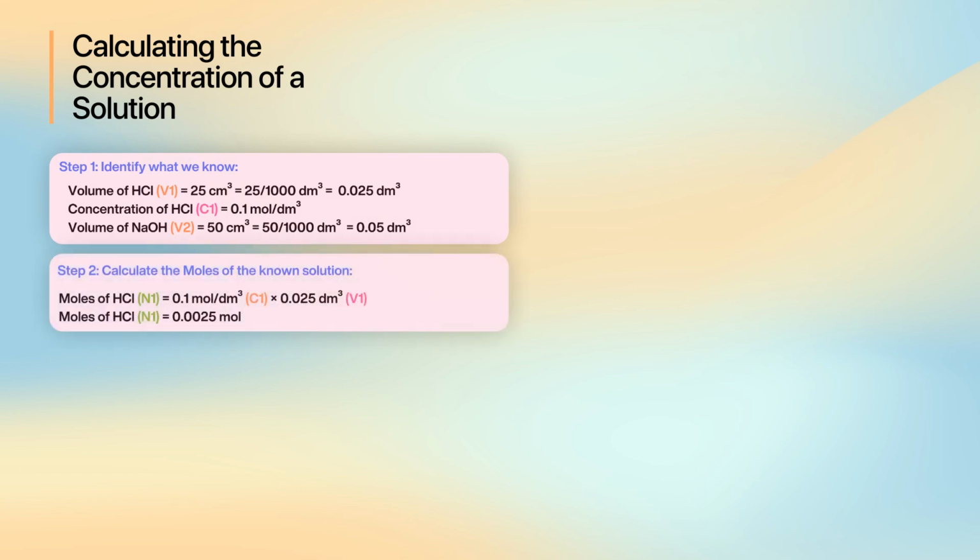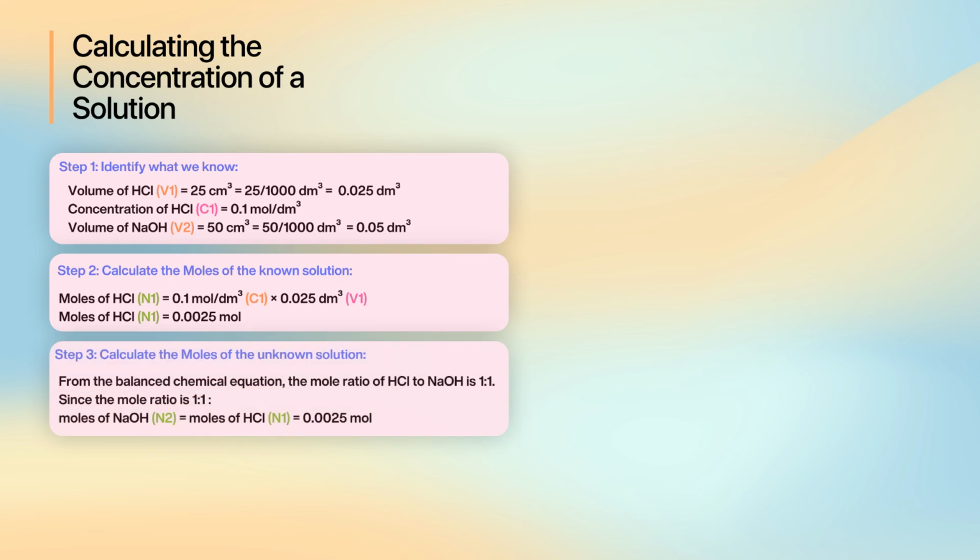In today's lesson, we delved into the process of calculating the concentration of a solution when you know the volumes of two solutions that react completely and the concentration of one of the solutions. We outlined the steps required to find the unknown concentration. First, by identifying what information we had. Then we calculated the number of moles of the known solution using its concentration and volume. Using the stoichiometric coefficients from the balanced equation, we determined the moles of the unknown solution that would react with the given moles of the known solution.